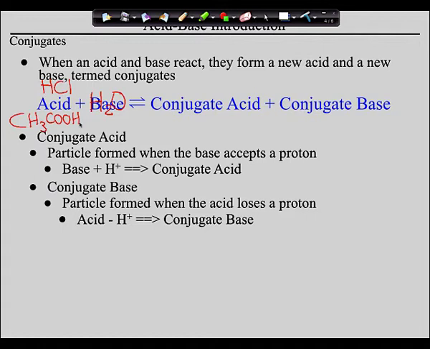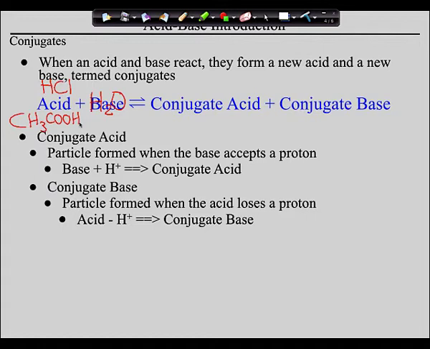Okay, so guys, let's write out the products of these reactions. So what is the HCl going to do? Give away a proton. Where's it going to go? To the water. Now, guys, let's be careful. Which one will our conjugate acid be?